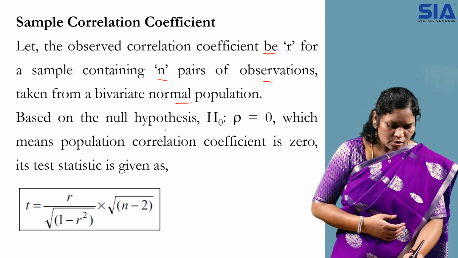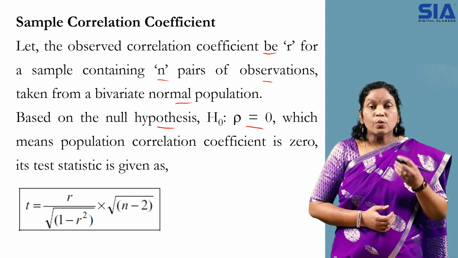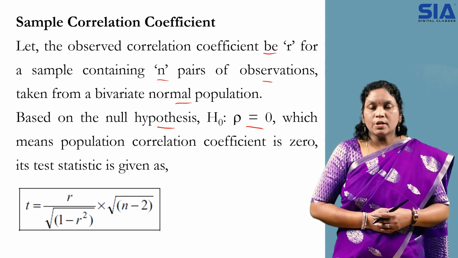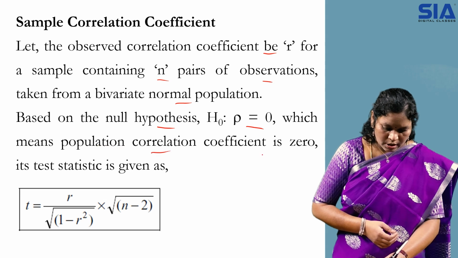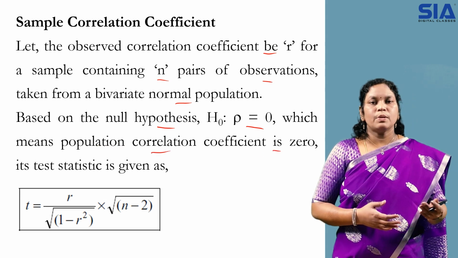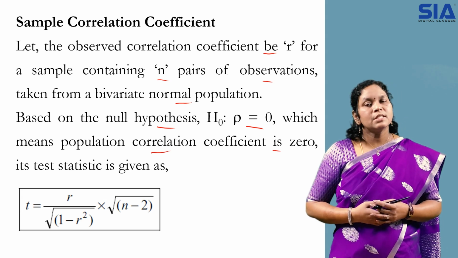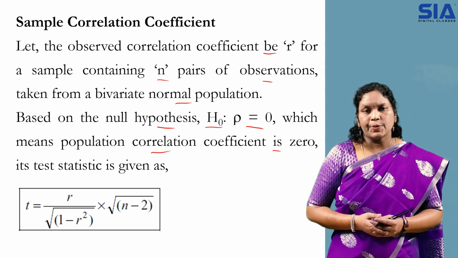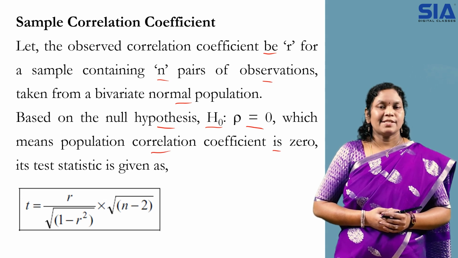Next, we consider the null hypothesis H naught: rho is equal to 0. Now rho is the population correlation coefficient. So rho is equal to 0 under the null hypothesis, which means the population correlation coefficient is 0. Just now I said the population correlation is represented through rho, so I am taking the null hypothesis as 0. That is the notation we have: H naught, rho is equal to 0. Next, using this information, let us check what our test statistic becomes.